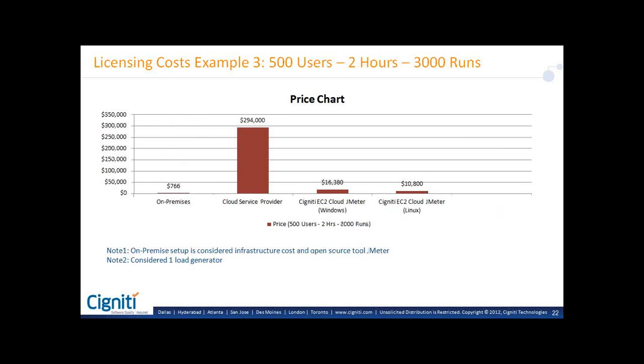But see the opposite case, when it does not make sense to do performance testing on cloud. Here we have to test only 500 users for 2 hours, but we need around 3,000 runs for the complete performance testing. You can think of it as doing performance runs on a regular basis over a year. If you set up the environment on a LAN, it costs around $766. But if you go to a cloud service provider, it's huge. We're talking about 300K.